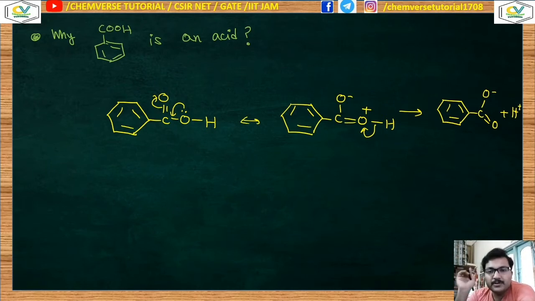Okay, so this is the first point. What you can see is that over here this kind of positive charge generation is nothing but the driving force to fire the proton from the system. So it is actually the case where we can say that due to the formation of this kind of resonating structure, the ease of proton donation increases.